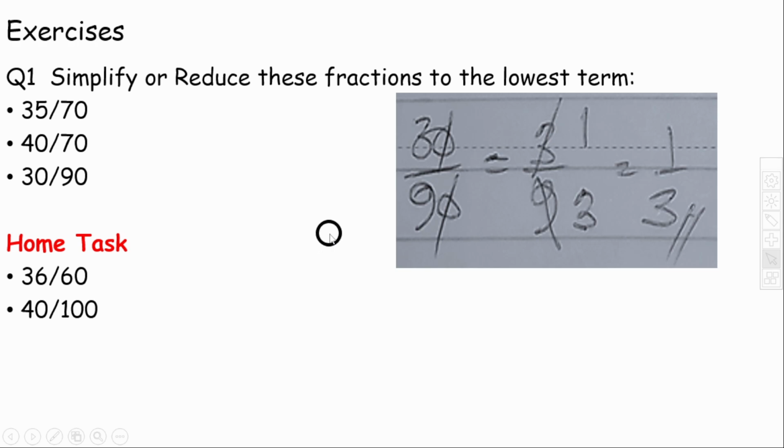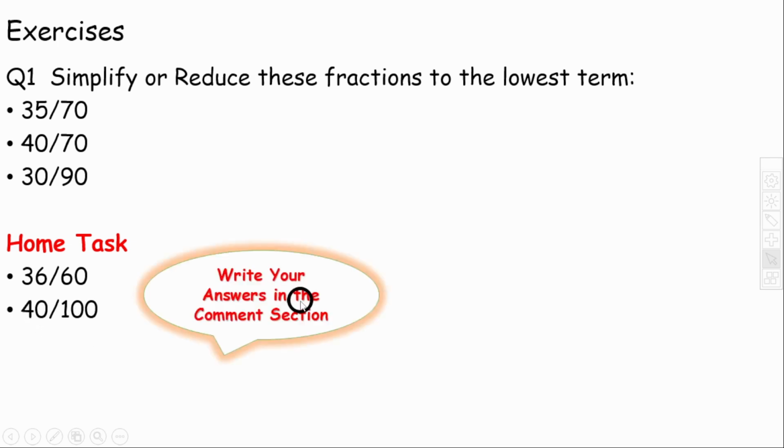Now that we have done a couple of exercises, try to do this as your home task. 36 over 60 and 40 over 100. When you have solved the home task, write your answers in the comment section. I will check it out. The next video lesson we are going to be working on is adding and subtraction of fractions. In that video lesson, I'm going to be showing you the answers to this home task.